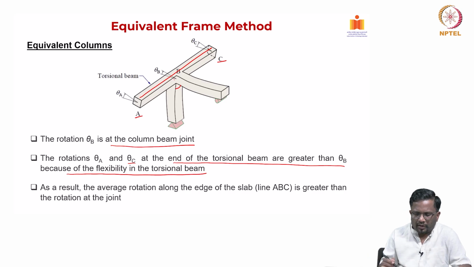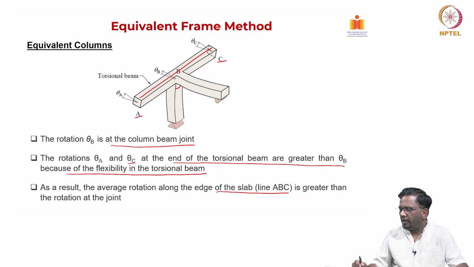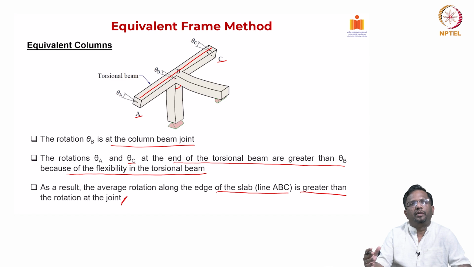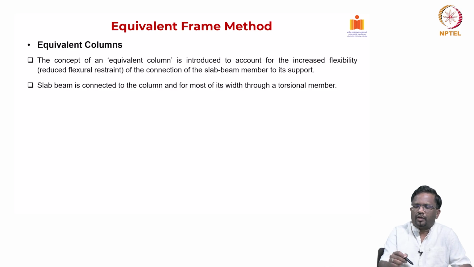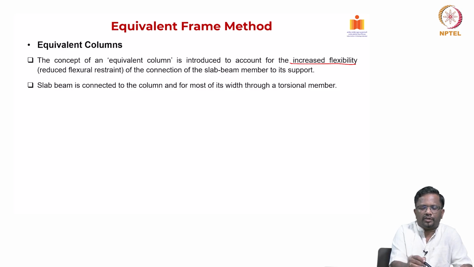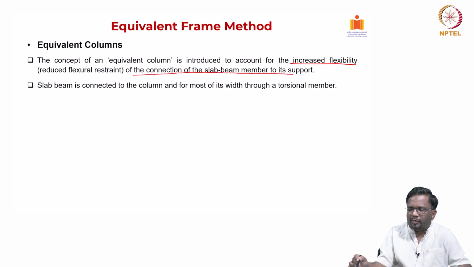So as a result, the average rotation along the edge of the slab, which is line ABC, will be greater than the rotation at the joint, right. So we have to include that average rotation using flexibility concepts, right. Now let us see, the concept of the equivalent column is mainly introduced to account for increased flexibility, that is what I said, because the flexural restraint will be reduced somewhat at the connection of the slab beam member to its support.